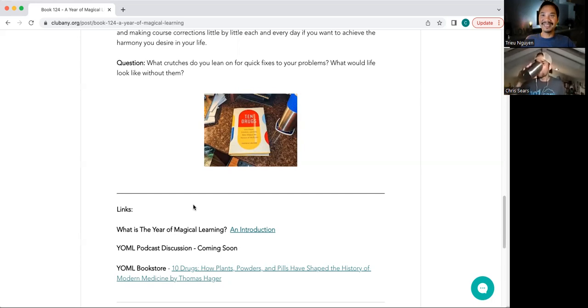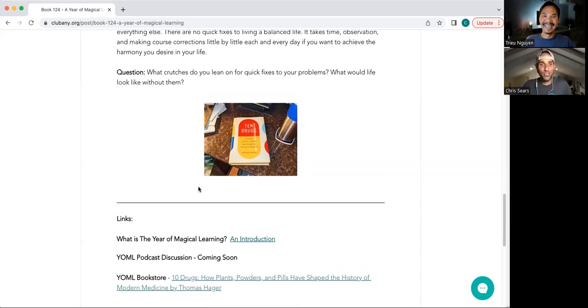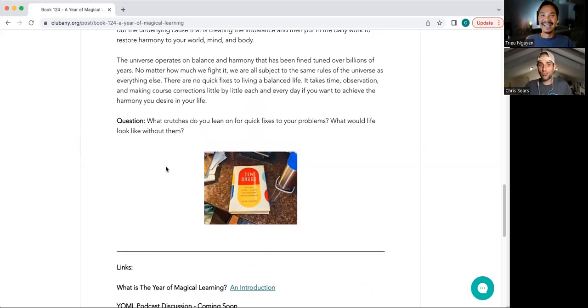That dead horse is torn to pieces. Yeah, sorry. All right, let's get out of here. So the question we can leave with everybody is: what crutches do you lean on for quick fixes to solve your problems, and what would life look like without them? Maybe something to think hard about.